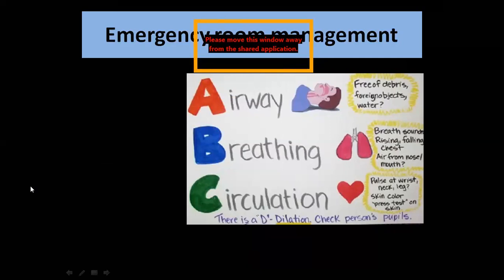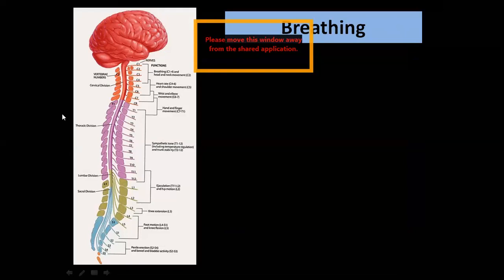What are the things we should assess in the emergency room? As in any patient, the first thing we should do is airway, breathing, and circulation. Why should we think about airway, breathing, and circulation in an injured patient? In what way should airway, breathing, and circulation be affected? Can you see here? This is the brain, this is the spinal cord.